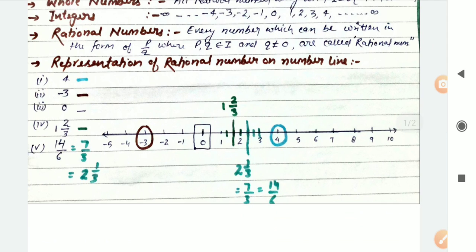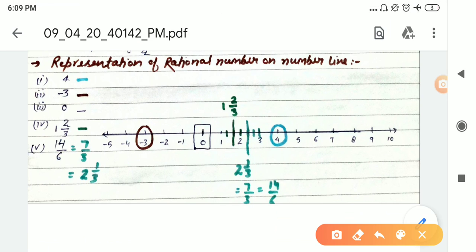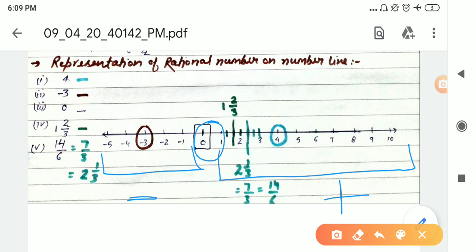In the previous classes, you have learned how to represent natural numbers, whole numbers, integers on the number line. So here I have drawn a number line, on which these are positive integers, which are on the right side of 0, and these are negative integers, which are on the left side of 0, and 0 is the integer which is signless. Got it? So our first part is we need to represent 4 on the number line.